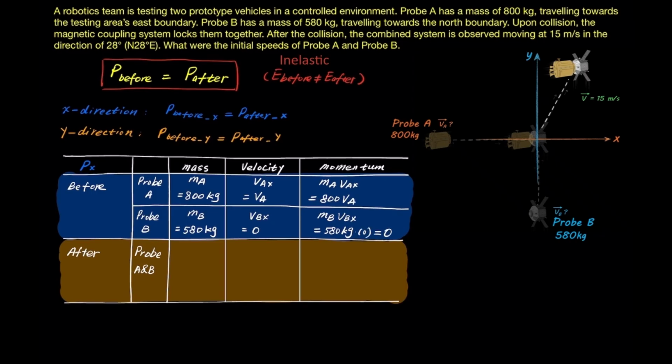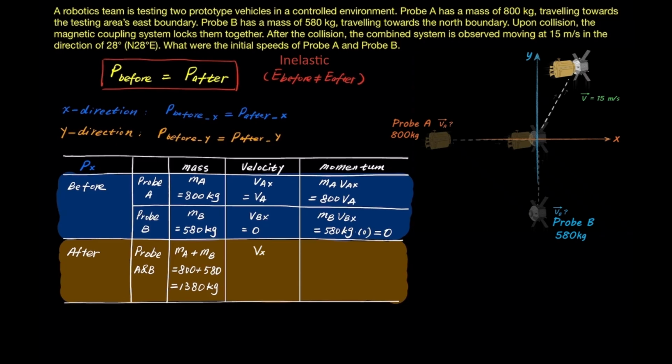Okay, now we turn our attention to the momentum after the collision. Since the two probes stuck together, they form a single object, and the final mass is simply ma plus mb, and that's 800 kilograms plus 580 kilograms, giving us a total mass of 1,380 kilograms. Now, the crucial part is the final velocity's x component. Let's call it Vx.